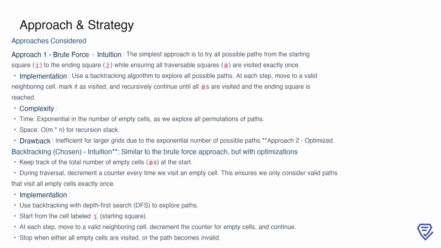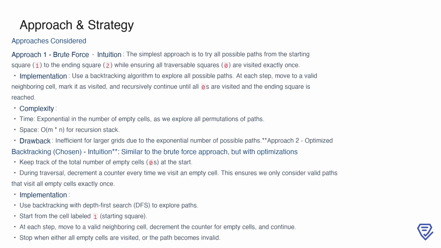To solve the Unique Paths 3 problem, we considered several approaches. The first, a brute force method, is the most straightforward. The intuition here is to try all possible paths from the starting square, labeled as 1, to the ending square, labeled as 2, ensuring that every traversable square, or 0, is visited exactly once. We would implement this using backtracking, where we explore all possible paths recursively. At each step, we move to a valid neighboring cell, mark it as visited, and continue until all empty cells are covered and we reach the destination.